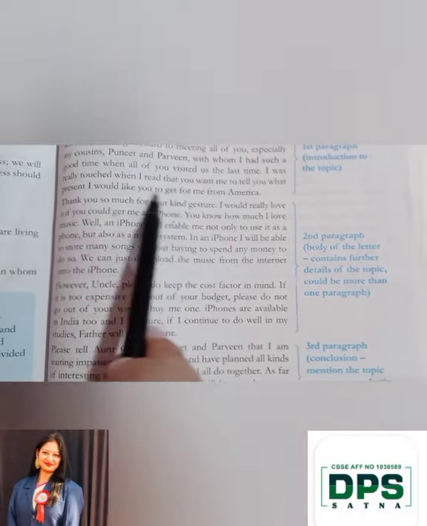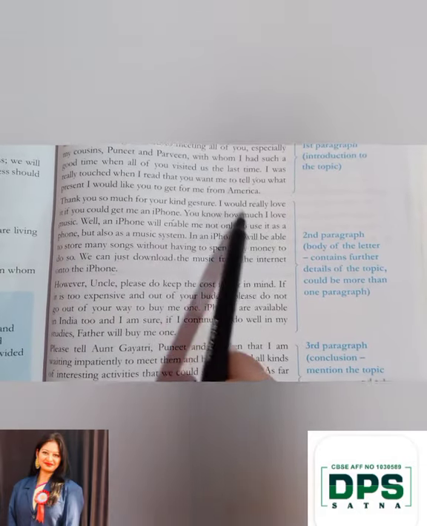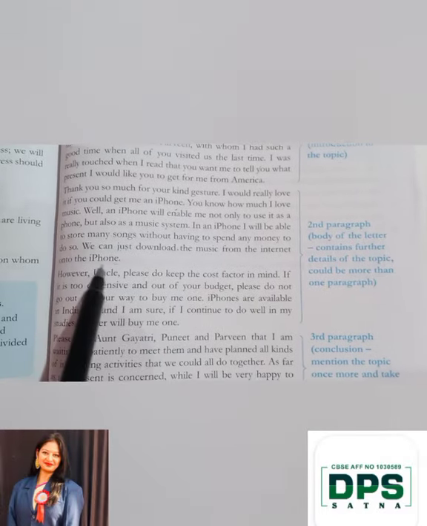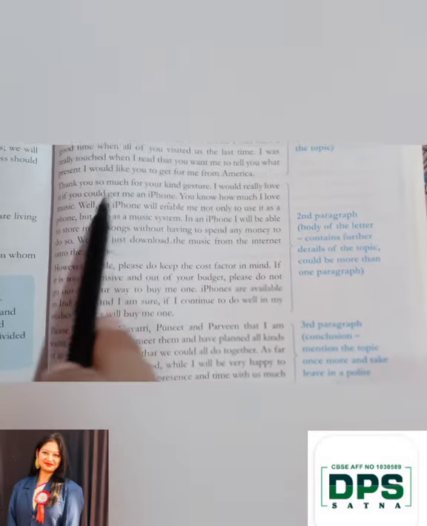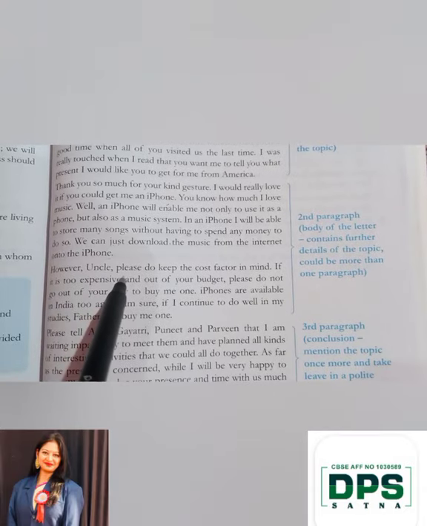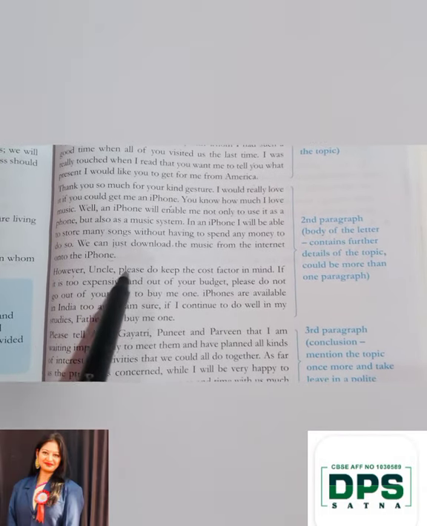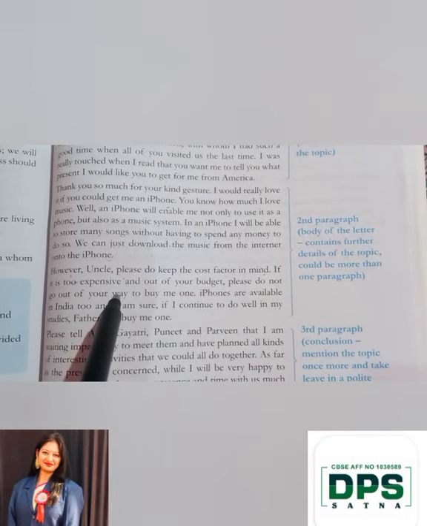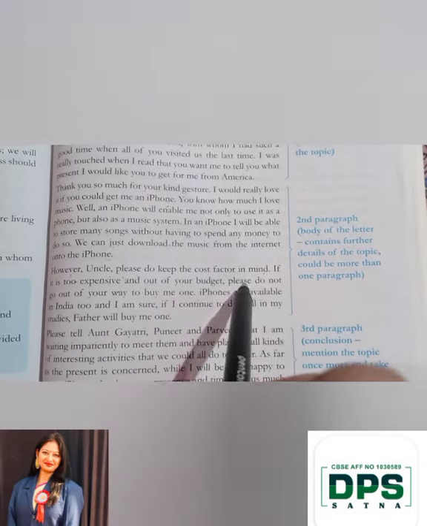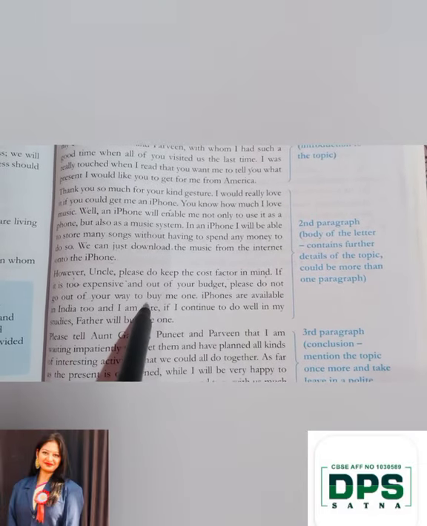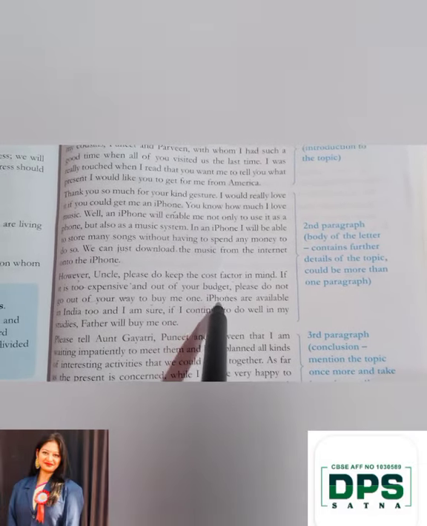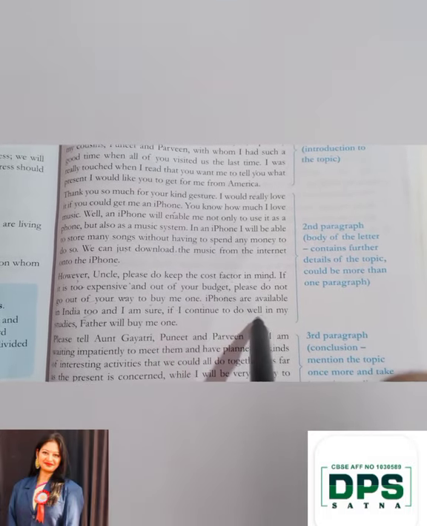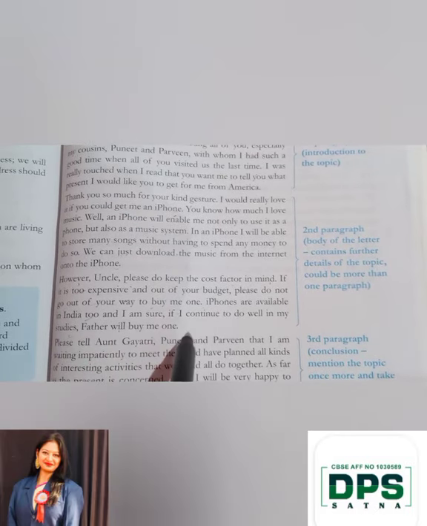Now here, you will demand what you want in a gift. Okay, you are telling your choice. And why you want that, you are mentioning that also. However, uncle, please do keep the cost factor in mind. If it is too expensive and out of your budget, please do not go out of your way to buy me one. iPhones are available in India too. I'm sure if I continue to do well in my studies, father will buy me one.